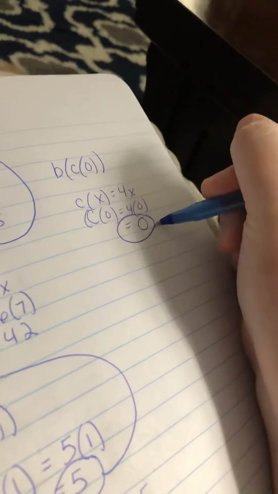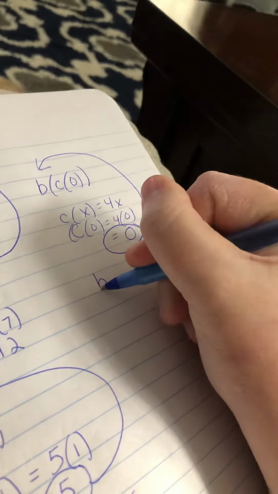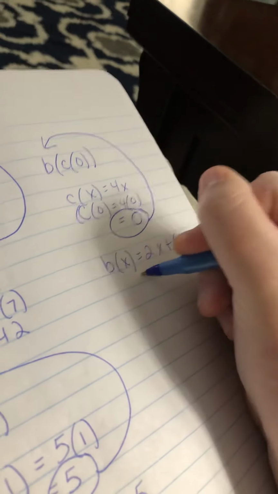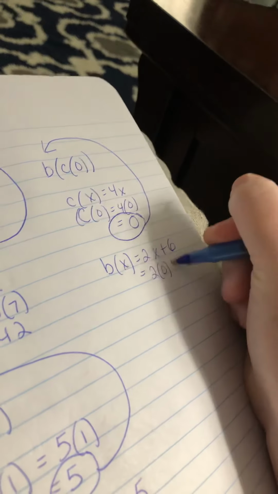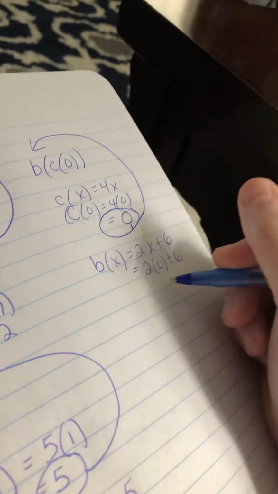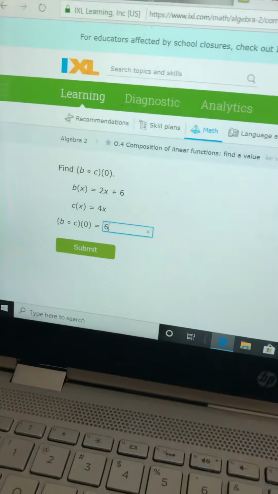You take the 0, you plug it into the b function. So the b function is b of x equals 2x plus 6. That's going to be 2 times 0 plus 6, because that gets plugged in here for x. That's 0 plus 6, which is 6. This answer is 6.